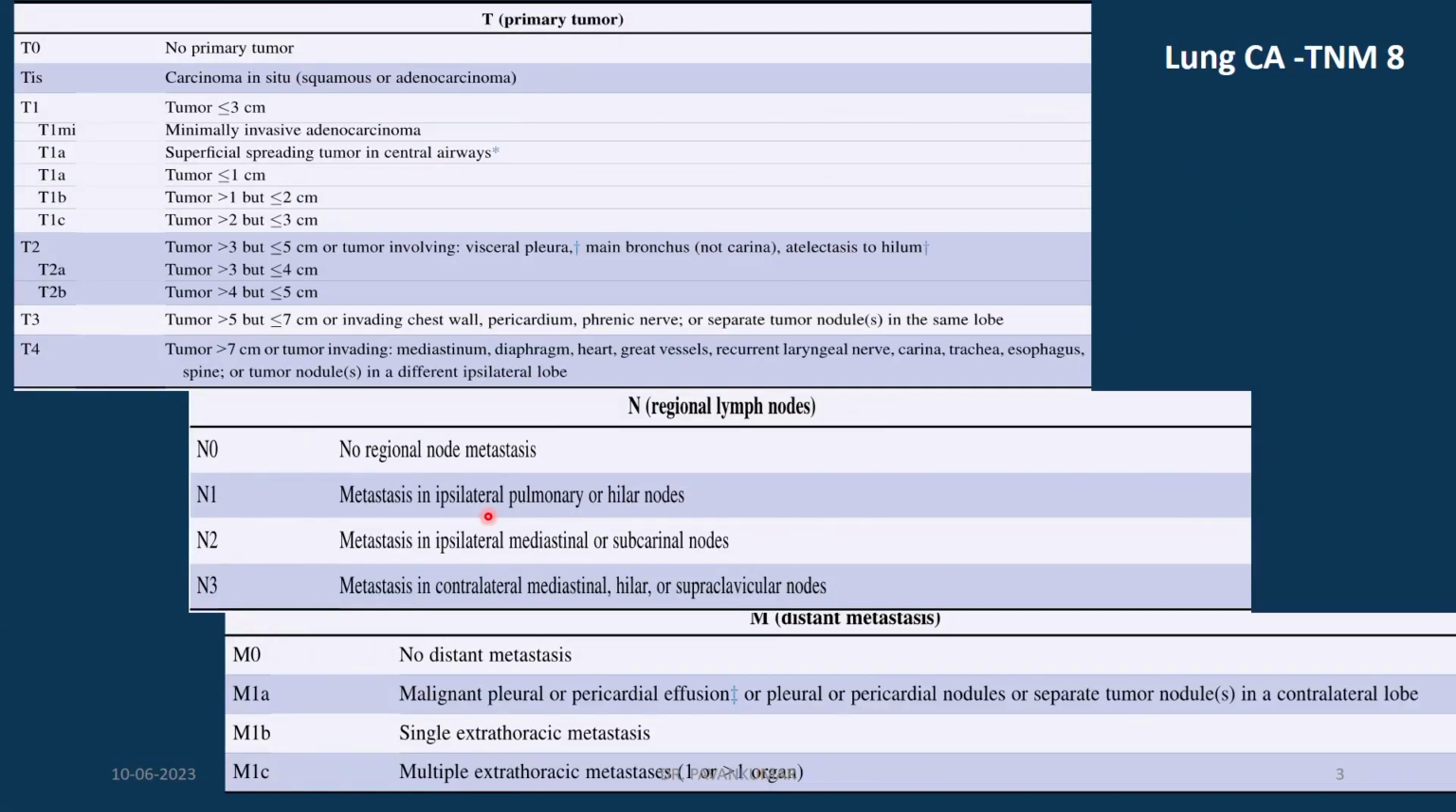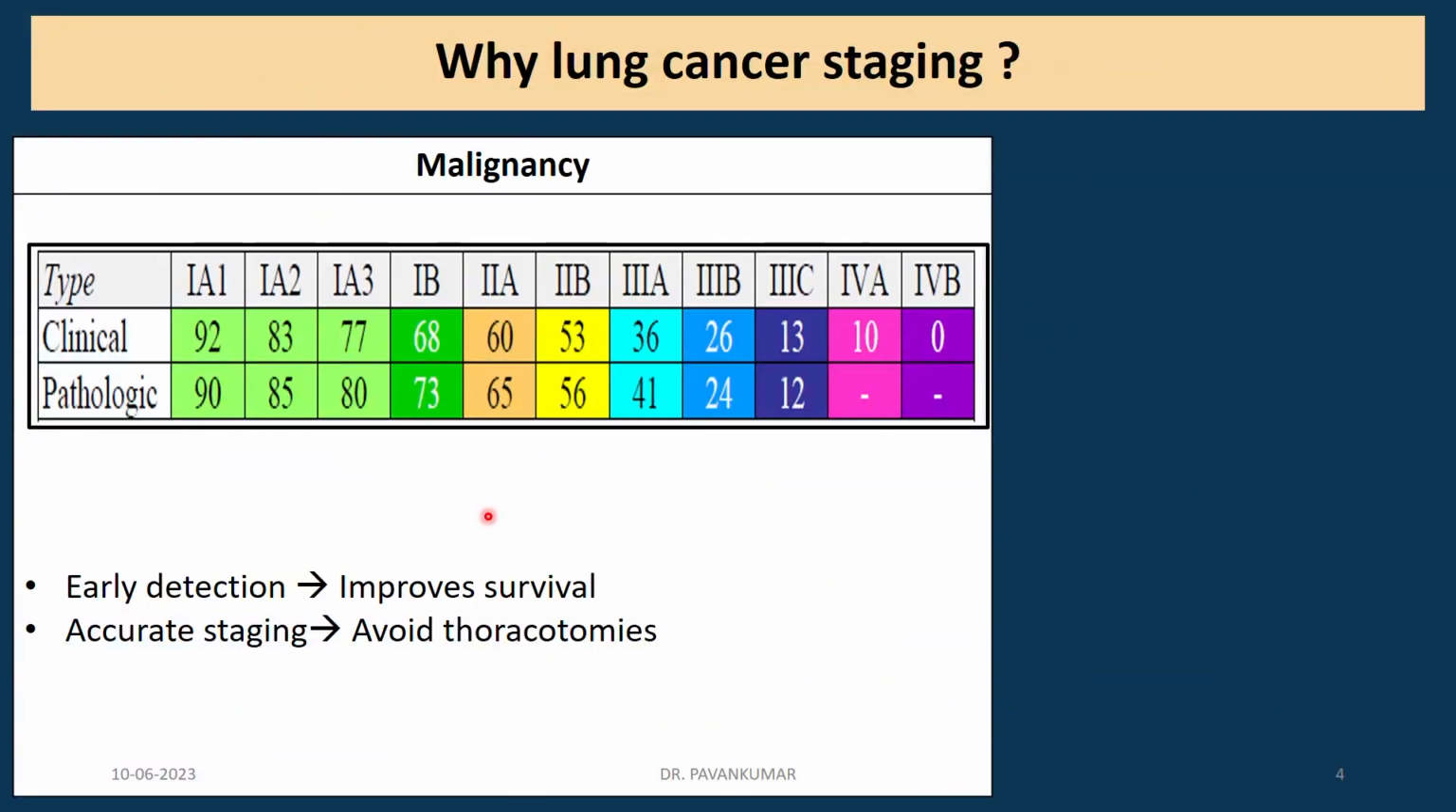I'm sure we all know this TNM classification, and I'm not going to go into details of that. But if you look at the 4 stages of lung cancer, the early stage has significant survival compared to the dismal survival for stage 4A or B. We are more and more focused on early detection of lung cancer. So many screening trials have been launched. But early detection, as it improves the survival, your accurate staging will definitely avoid unnecessary thoracotomies.